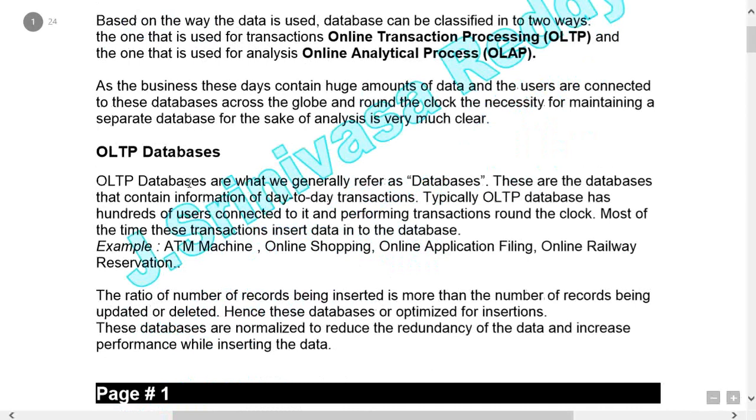Okay. So OLTP databases are the databases in your software application that contain the complete detailed transactional data, that is, information of day-to-day transactions. Hundreds of users, thousands of users are connected to these databases through the transactional application round the clock across the globe, and they keep performing transactions. Examples: ATM systems, online shopping systems, online banking systems, online application filling, online railway reservations, etc., right? Okay.